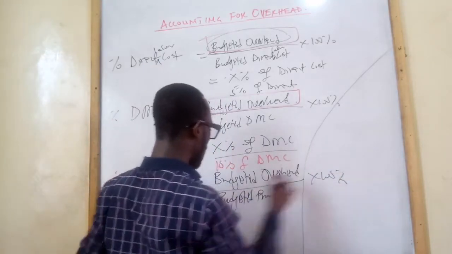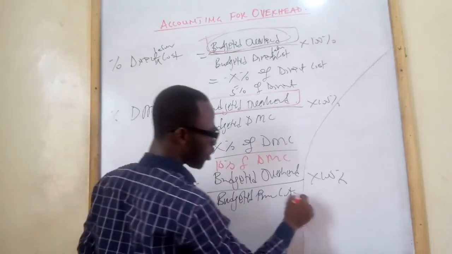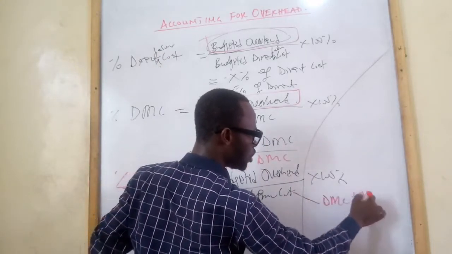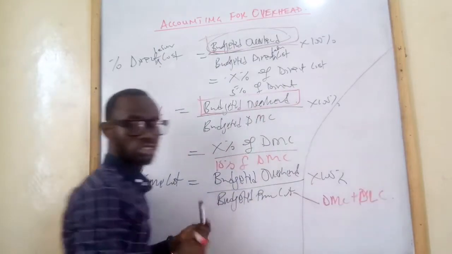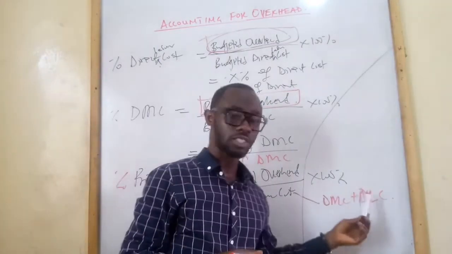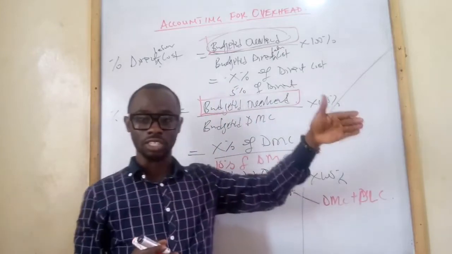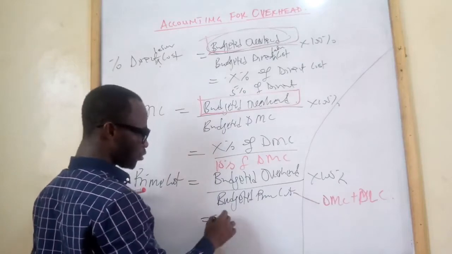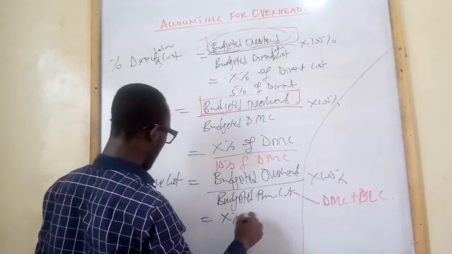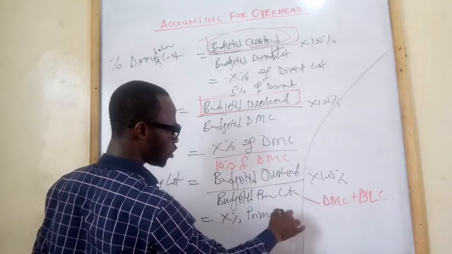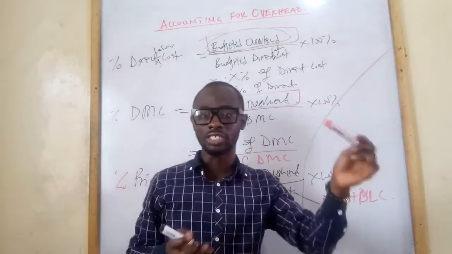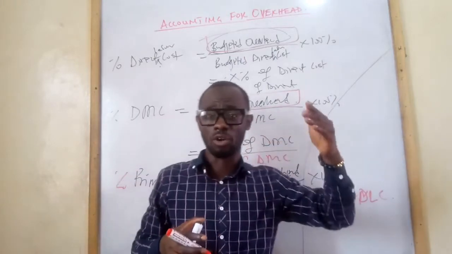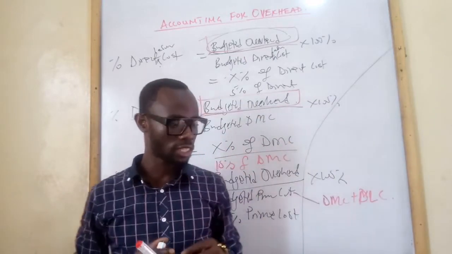times 100. Now you know that your budgeted prime cost in this case is certainly going to be your direct material cost plus your direct labor cost, but budgeted, based on the budget. So whatever answer you get will be X% of the actual prime cost, because of times 100. So when you go to the cost sheet, you're going to take that X% of the prime cost as the overhead for that period.